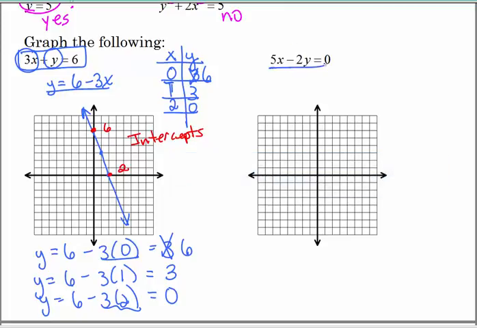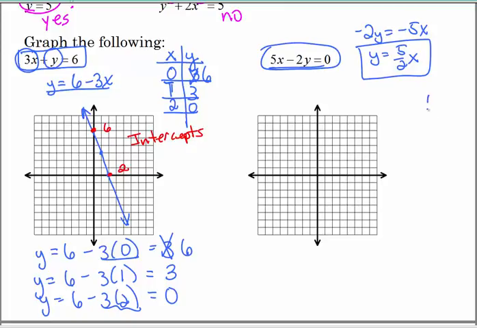Now this one might not be as easy to solve for y. Well, you could. Let's see, I could subtract the 5x, and then I would divide by -2, and a negative over a negative would be a positive. And that's okay, but most of my students really don't like those fractions. So what could you do if you just started out with that? One option is do the easiest math possible. Let x equal 0 and let y equal 0, one at a time. So I have 5 times 0 minus 2y equals 0.